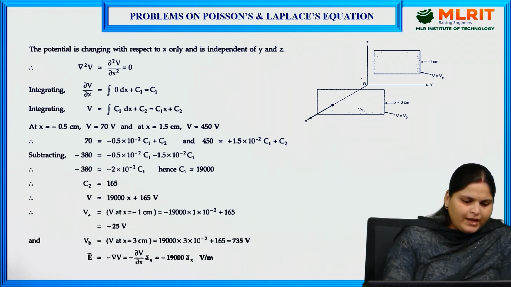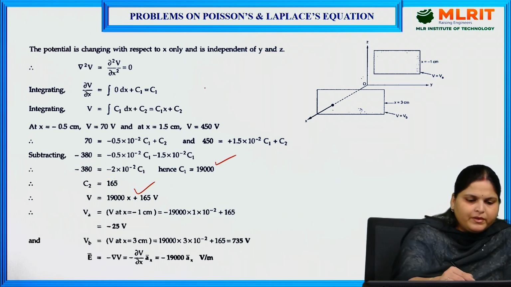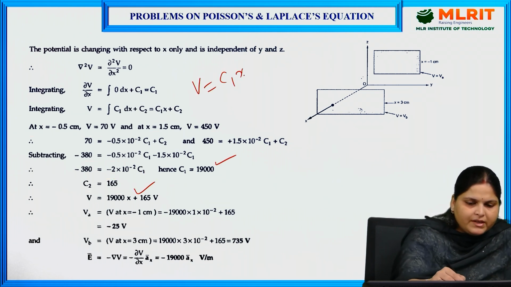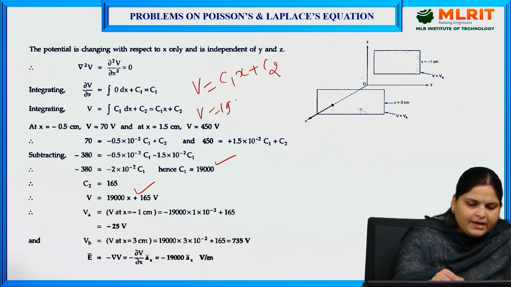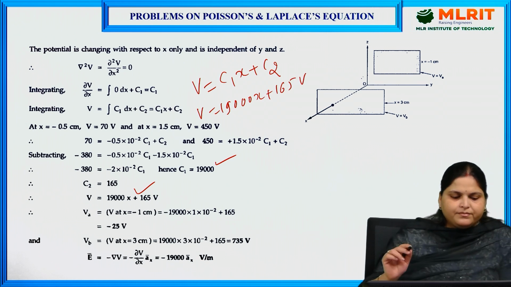So these two values of C1 and C2 we will put in this formula. V is equals to C1x plus C2, and this equation becomes V is equals to 19,000 x plus 165 volt.